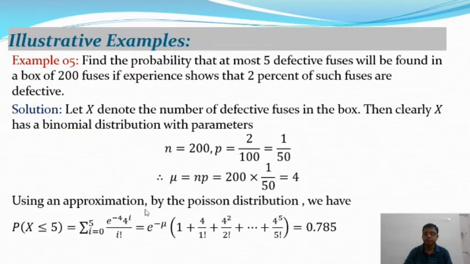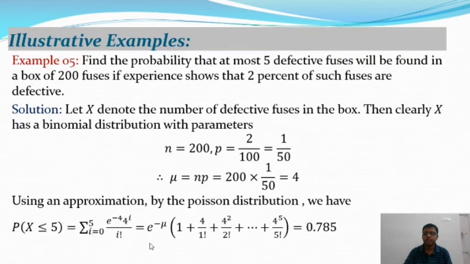Using the approximation by the Poisson distribution, we have probability of x less than or equal to 5. Actually from this problem we are going to find the probability that at most 5 defective fuses will be found in a box. That is probability of x less than or equal to 5, and it equals summation over i equal to 0 to 5 of e to the power minus 4 into 4 to the power i by i factorial. This is the probability mass function of the Poisson distribution.